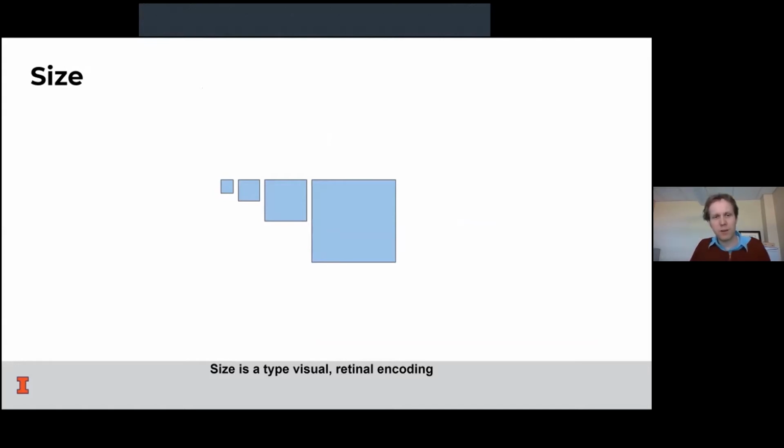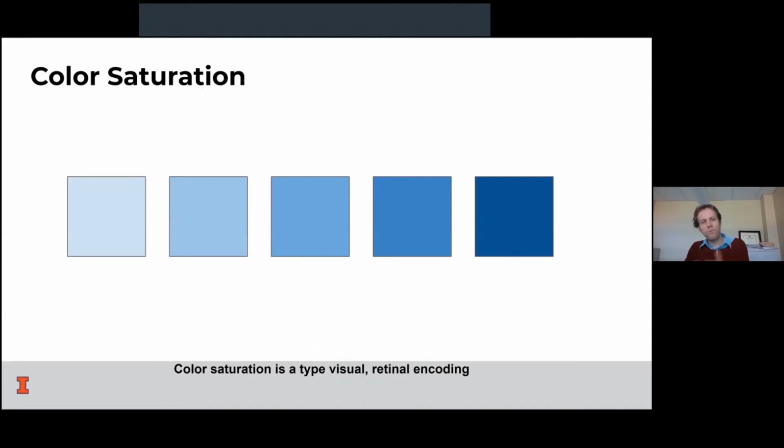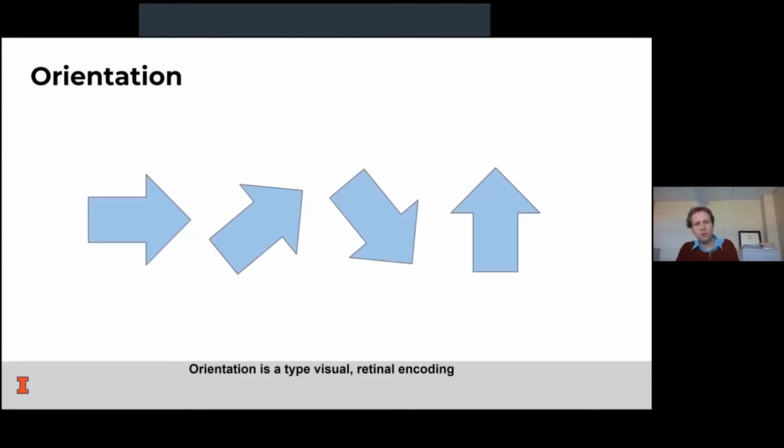The second form of retinal encoding is the saturation. All 5 of these blocks are the same hue of blue color. I've just increased or decreased the saturation of each of these blocks. Third form of retinal encoding is orientation.